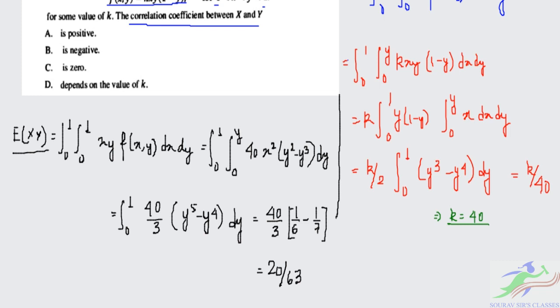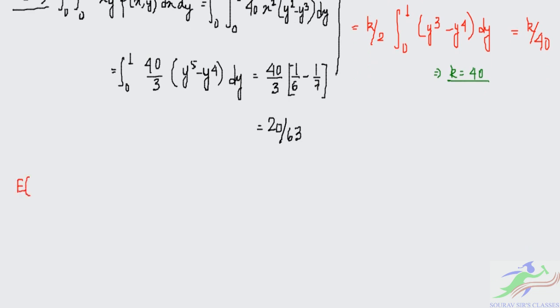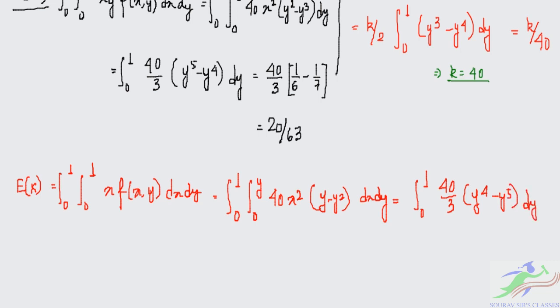Now what is the mean of x and the mean of y? You have to find it separately. So first of all, you have to find the mean of x. So here it is the integral from 0 to 1, integral from 0 to 1 of x times f of x, y dx dy. From here you can write it simply as the integral from 0 to 1, integral from 0 to y of 40 x square (y minus y square) dx dy. Okay, so here it is going to be the integral from 0 to 1 of 40 by 3 times y to the power 4 minus y to the power 5 dy. Now if you simplify this, it is 40 by 3 times (1 by 5 minus 1 by 6), which is going to be 4 by 9.